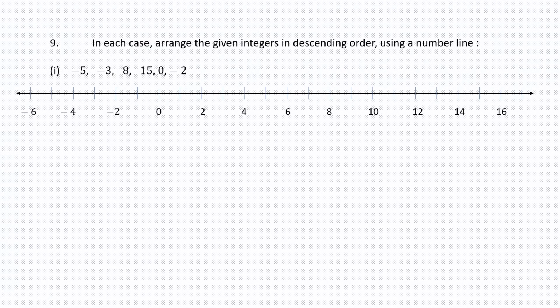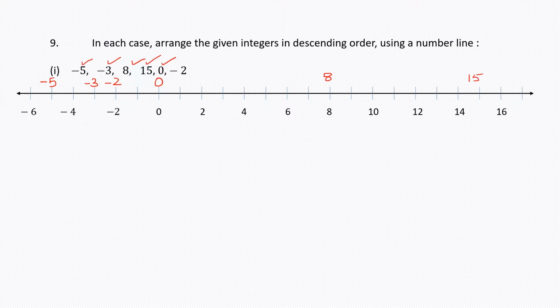So number line, mark everything, put your numbers. Let's get the numbers in order. Minus 5 is here. Minus 3, 8 is on the right side. 15 is also on the right side. It's between 14 and 16. 0 is here. Minus 2 is on the left side.